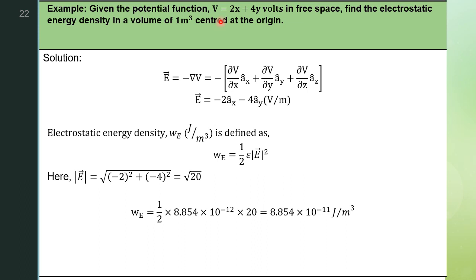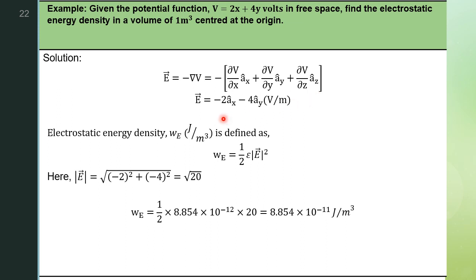Here we'll see one more example in which we are given the potential function in the Cartesian coordinate system, where V is equal to 2x plus 4y volt. We are asked to find the electrostatic energy density within a volume of 1 meter cube. Since we have the potential, we first need to find the electric field intensity. Electric field intensity is E equal to minus del V. So it is minus dou V by dou x a_x plus dou V by dou y a_y plus dou V by dou z a_z, which is the expression for gradient in the Cartesian coordinate system.